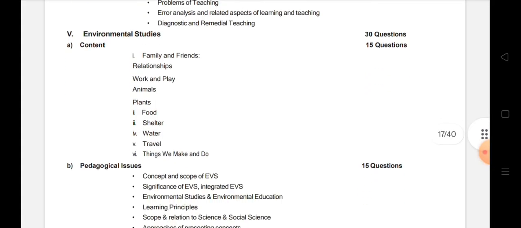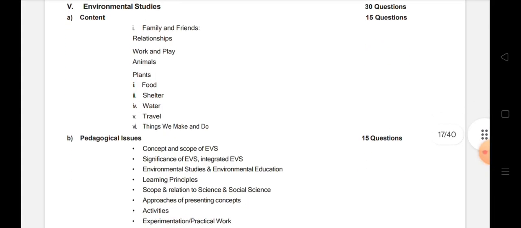Now environmental studies, so this is the, you know what, this is the lottery subject. What subject? Lottery subject, which means you can score the maximum in environment. It is very easy, it is the easiest of all the subjects. If you are smart enough, if you are hardworking enough, you can score 30 out of 30 in EVS, because nothing is there. It is very simple, right?